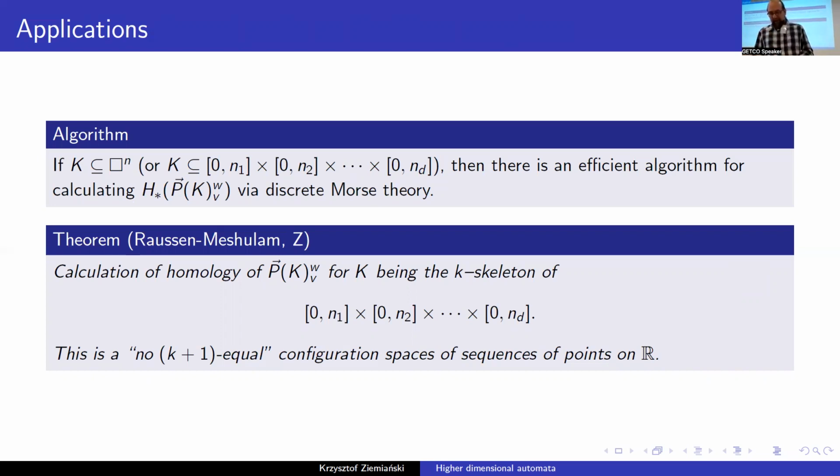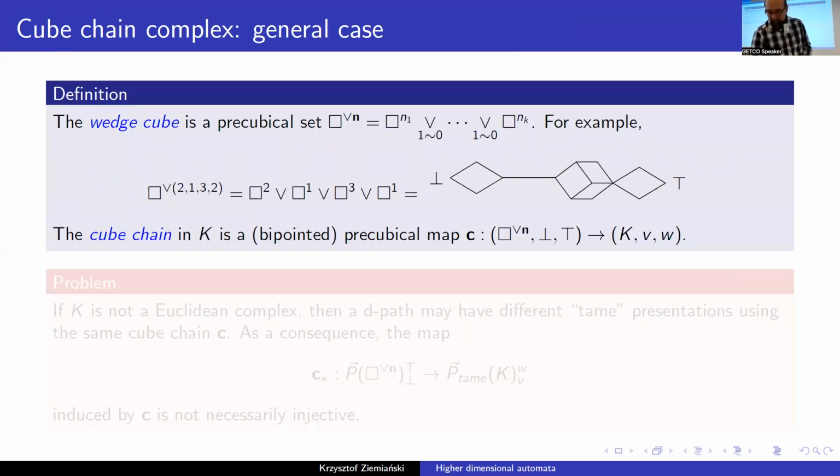So this is a k-equal configuration space of sequences of points on the real line, and this algorithm is so efficient that you don't need to use a computer to get this result. You just read the critical cells and so on. And what about the general case?